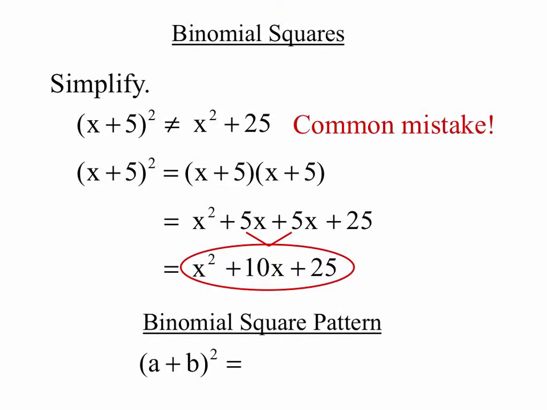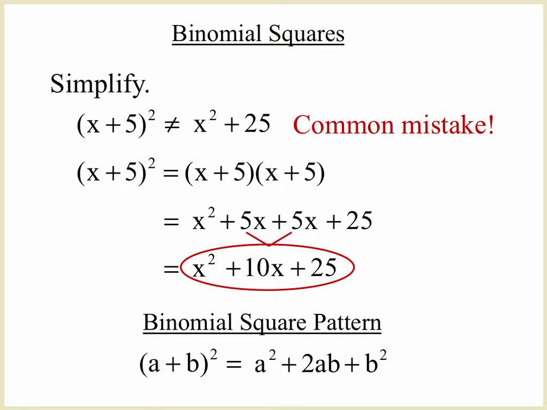we're going to square the first term, square the last term, and multiply both terms together and double them, times 2. One more time. Look at the highlighted version in blue. I'm going to square the first term, x squared. I'm going to square the second term, 25.